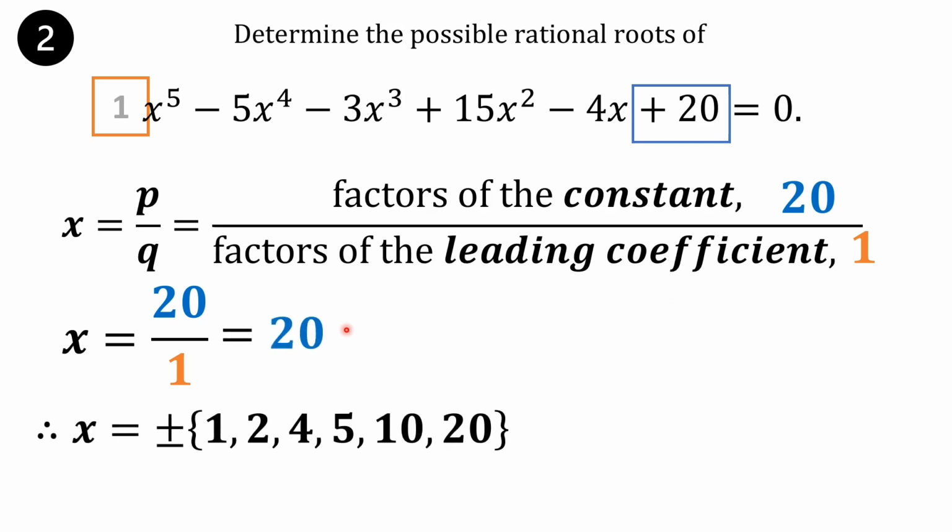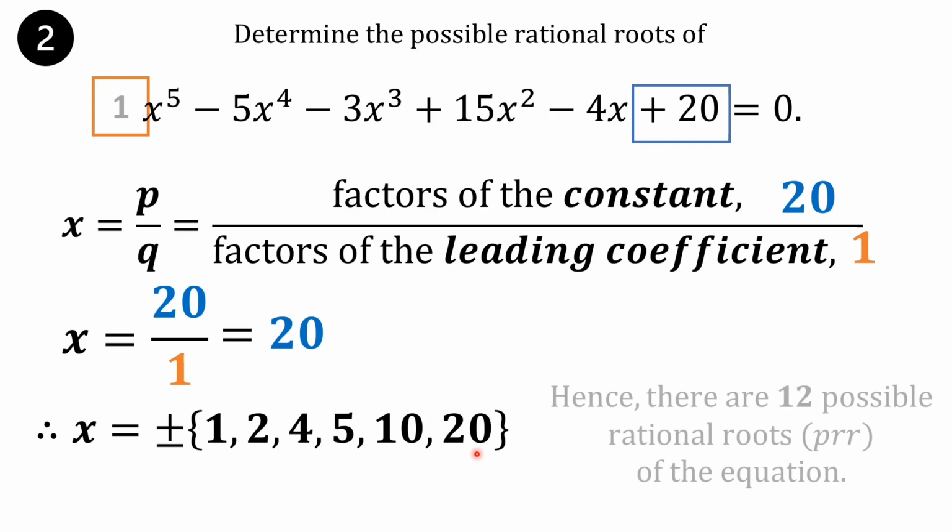Therefore, the possible rational roots of this equation are x is equal to positive, negative 1, 2, 4, 5, 10, and 20. Counting all of the possible rational roots, there are 12 possible rational roots, or PRR, of the equation.